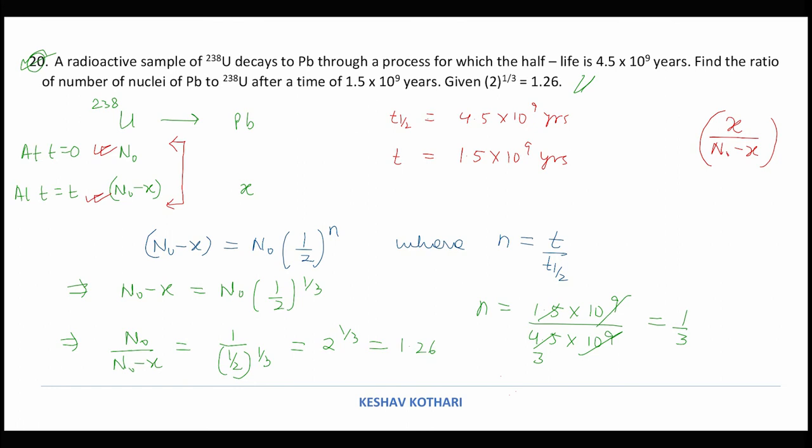But this is not the correct answer because the question is asking us x upon N0 minus x. So from this expression, we can easily calculate x upon N0 minus x, and it will be obtained as 1.26 minus 1, that is equal to 0.26. So this is going to be the answer for this particular problem. With this, we come to an end of the question solving of modern physics.